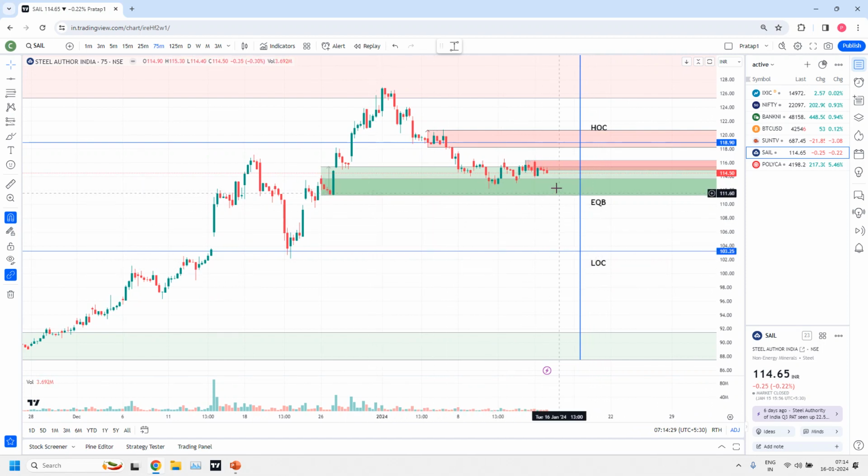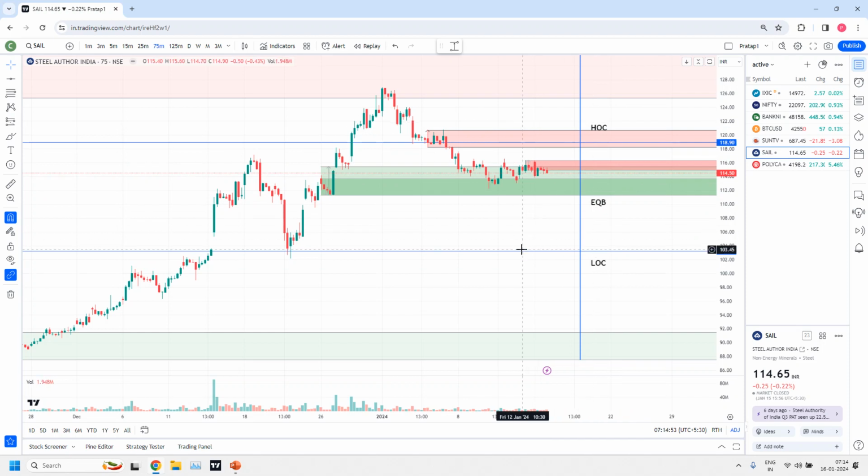So where is this demand zone? This demand zone is at the equilibrium. Equilibrium supports both long and short trades. LOC supports long trades. And HOC supports only short trades, provided the trend is downtrend, and other price direction concepts also support.